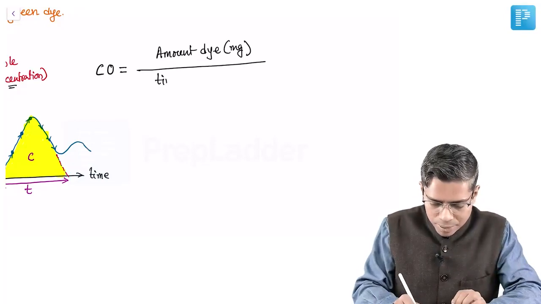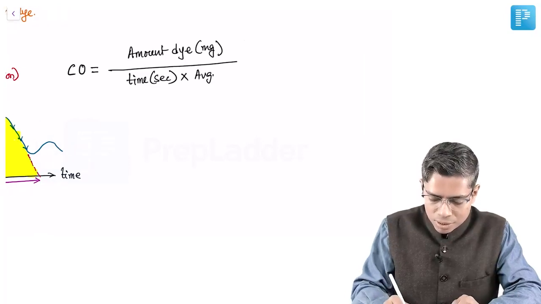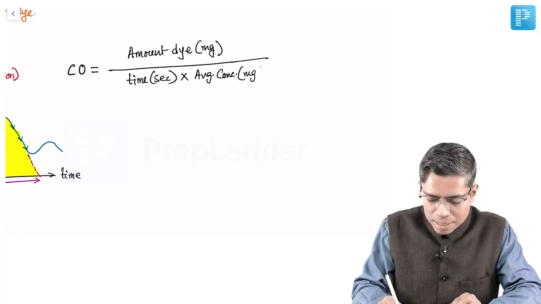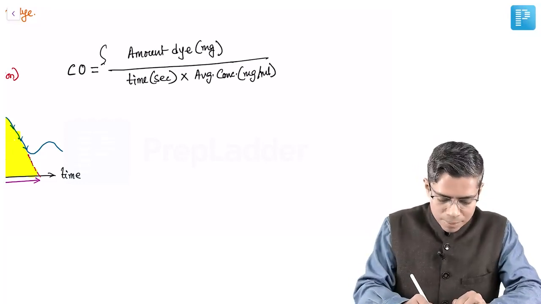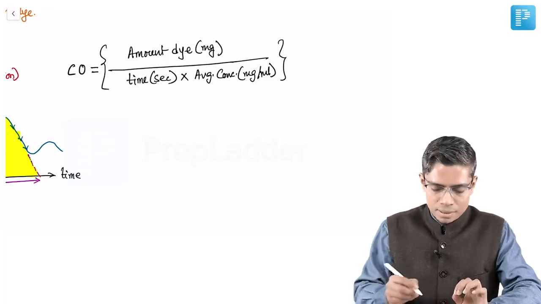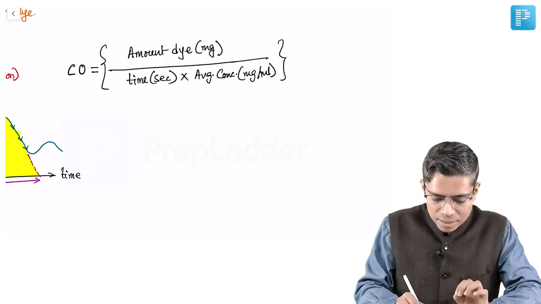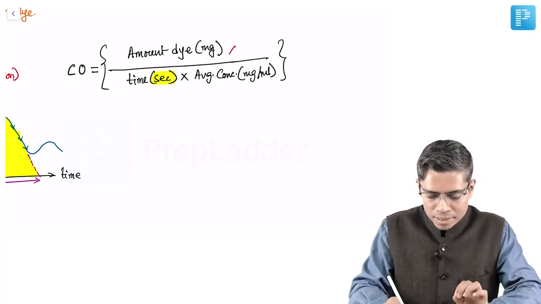So time, that you have to take in seconds, multiplied by the average concentration of the dye. The average concentration you have to take in milligram per ml unit, right? By this way, if you put all these parameters, you are going to get the cardiac output of the person. But look here, the time is taken in seconds, but cardiac output is measured in one minute. That's why you have to multiply this with 60.